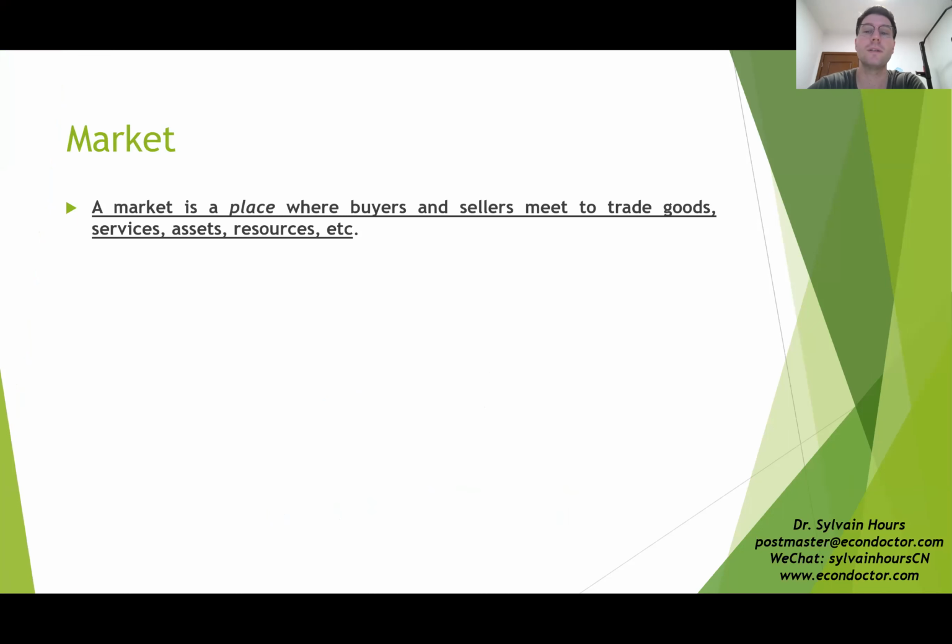So this could be trading a good, like the market for apples, could be a service, like the market for, I don't know, a hairdresser would be a service, could be assets, like a financial market where we trade stocks, for example, or even houses. This would be considered an asset, or resources, like the labor market. So yes, in the market, we do not only trade goods and services.